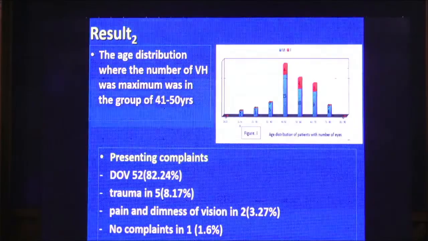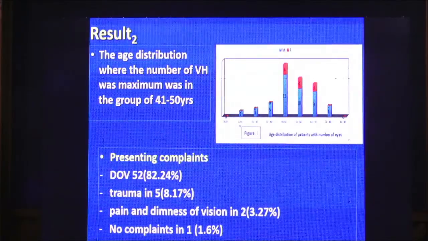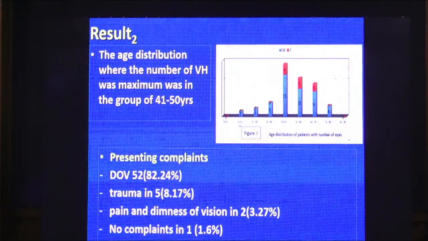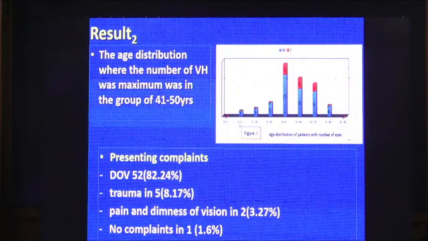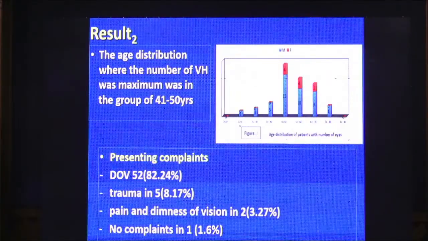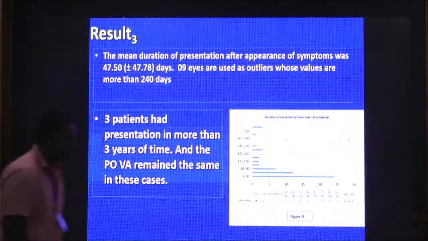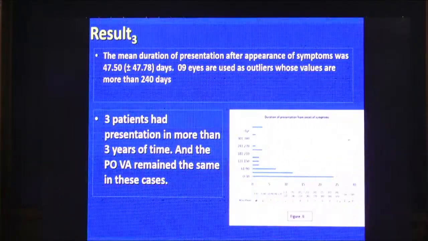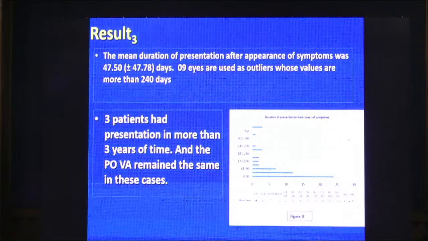The age group where the number of vitreous hemorrhage cases was maximum was 41 to 50 years. The presenting complaint was dimness of vision in the majority of the cases. The mean duration of presentation after appearance of symptoms was 47 days.